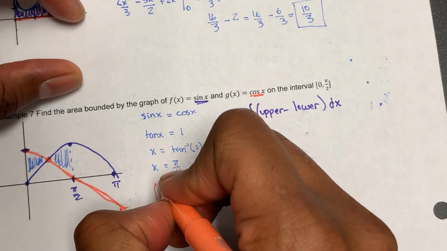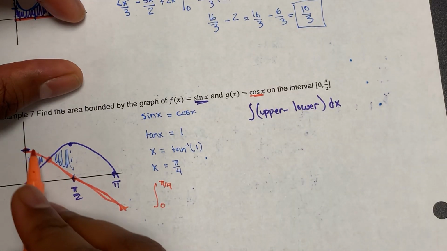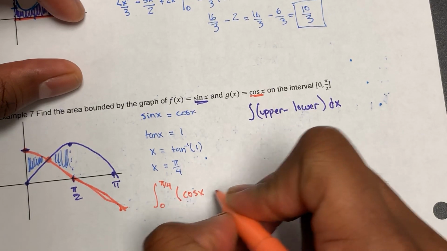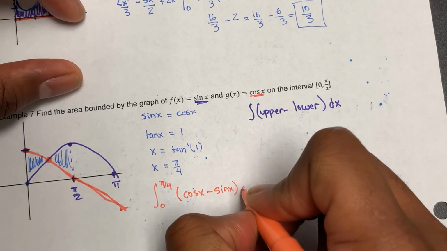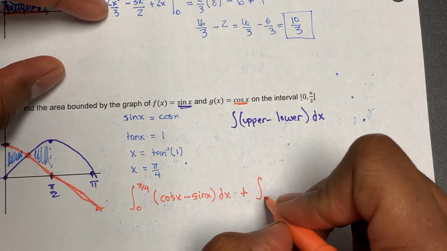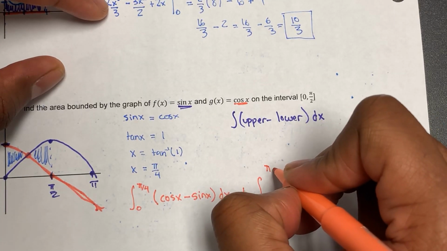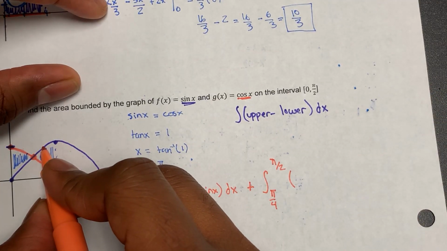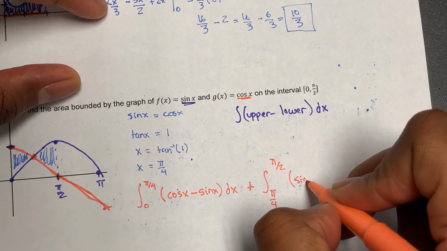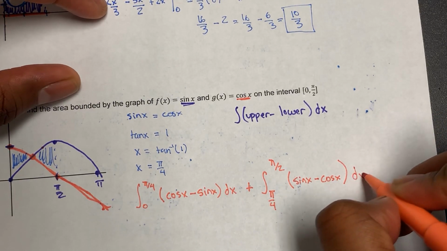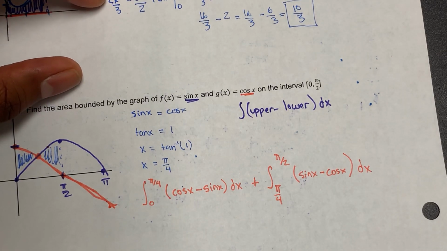So on the integral from 0 to pi over 4, cosine is above sine. So we're going to have cosine x minus sine x dx. Then we're going to have another integral that's plus the integral from pi over 4 to pi over 2 of, just flip it around. So now sine is above cosine. So sine x minus cosine x dx. When we integrate, we should get the same result both times, just flipped around.